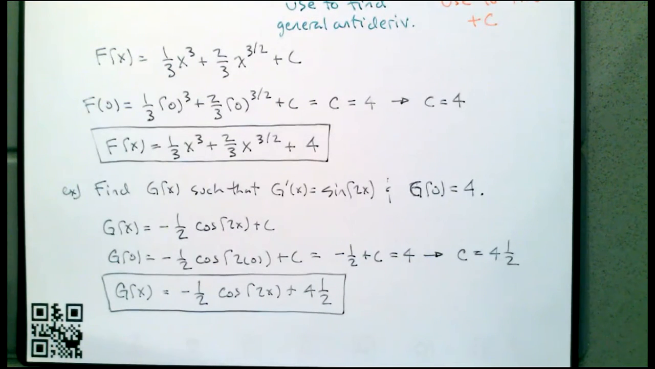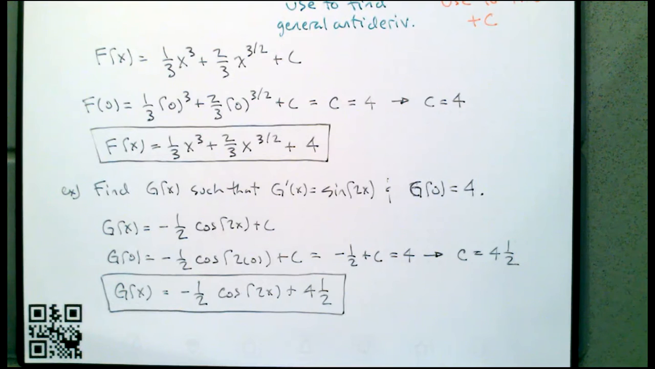So that function capital G fits the description that g prime is equal to sine of 2x and g of 0 is equal to 4. What we want to note is that the general antiderivative is going to look like a family of functions that are all just vertically shifted. They're all the same. The only difference is the vertical shift, the constant at the end.